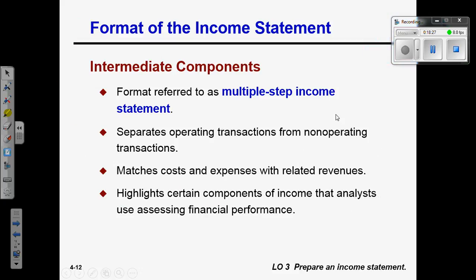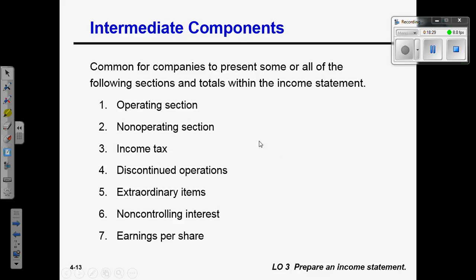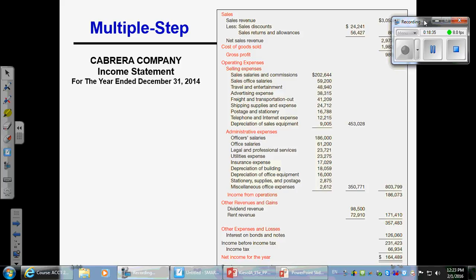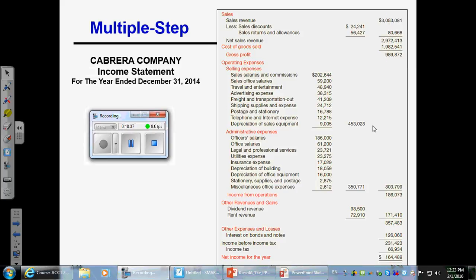Okay, multiple step statement, single step statement. Here are the components. Let's see if we can find it. There we go. Statement. All right. You're going to be accountants, you guys. You're going to be finance people. You should be able to take a blank sheet of paper and create this. So I will expect that you will be able to do that. You should just be able to do this. It's just not a big deal. Okay. So what do we have here?